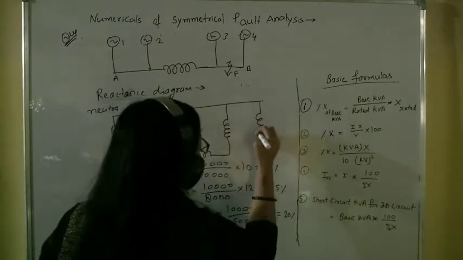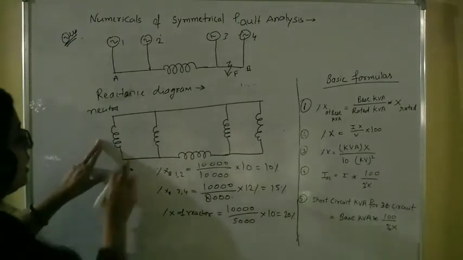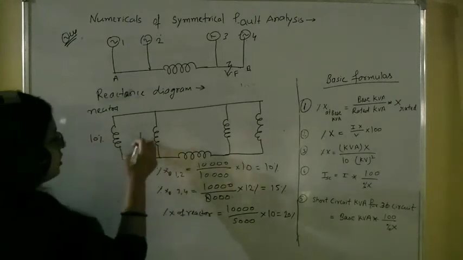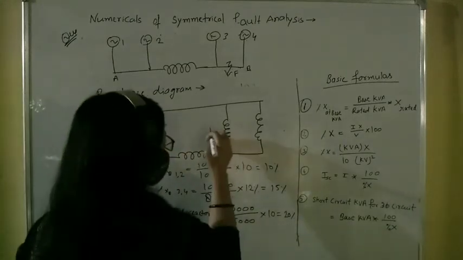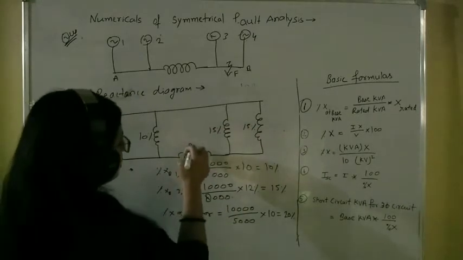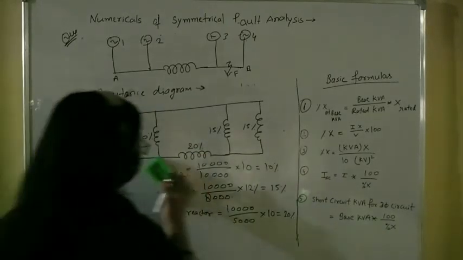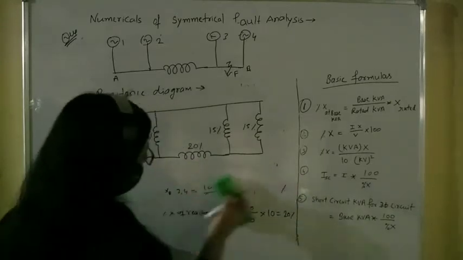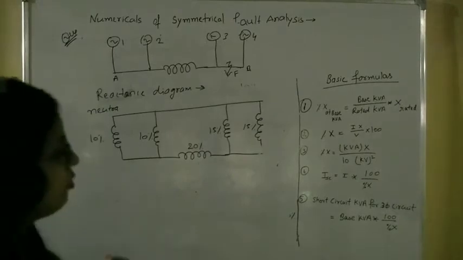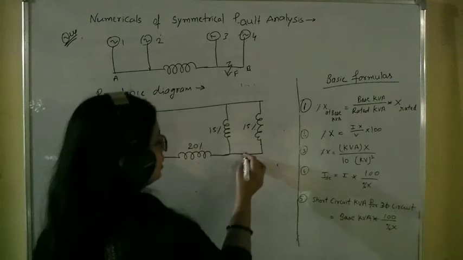bar the reactors are like this. So the first and second generators have reactance value of 10%, it is also 10%, this is 15%, and this is 20%. Got it? This is the reactance diagram. Now where is the fault occurring? The fault is occurring at bus bar number 2 here.